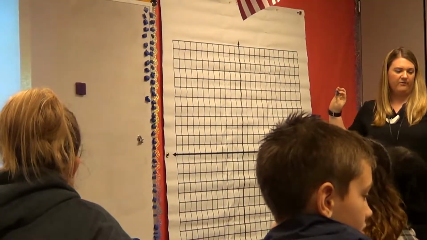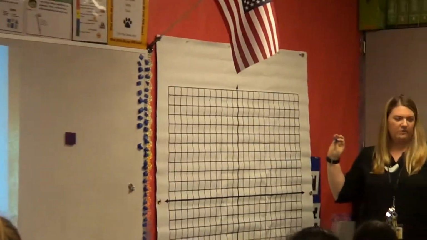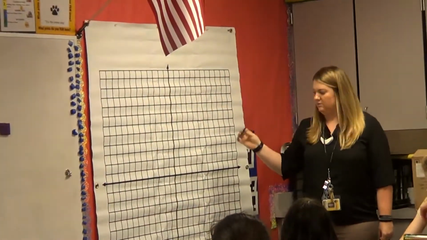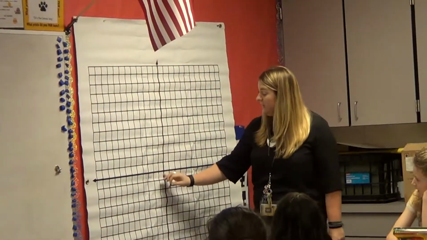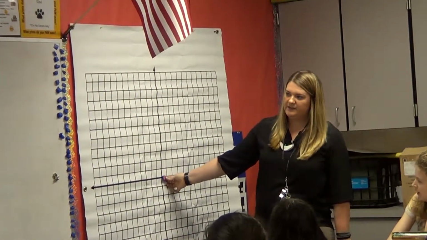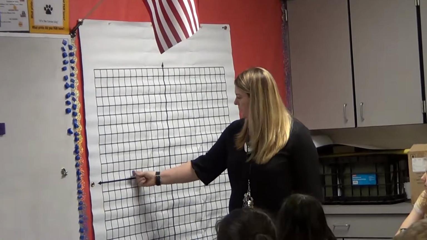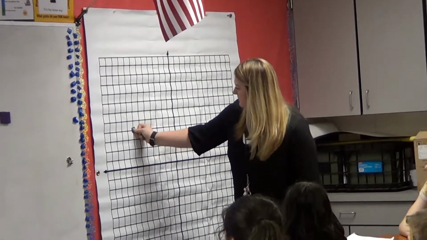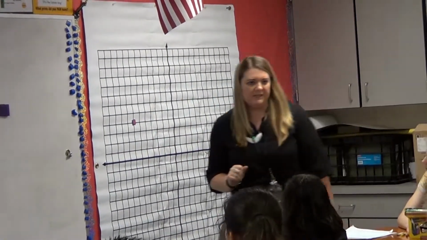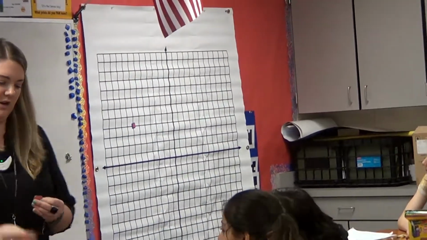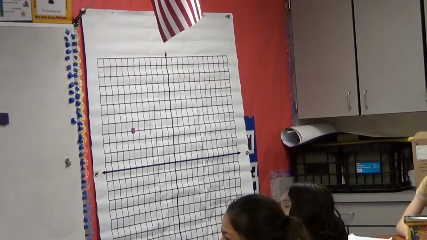What's that vocabulary word, everyone? Origin. And where's the origin? In the very middle, 0, 0. So if I have negative 7, positive 4, I'm going to go 1, 2, 3, 4, 5, 6, 7, then 2, 3, 4. I'm going to plop that right there, and I'm going to go back to my seat, so then my next teammate knows that they can go plot the next one.